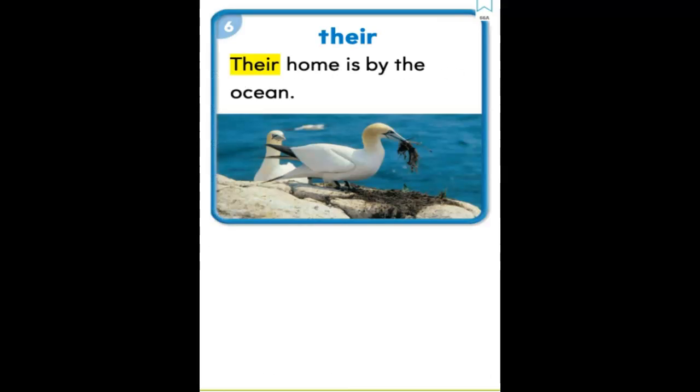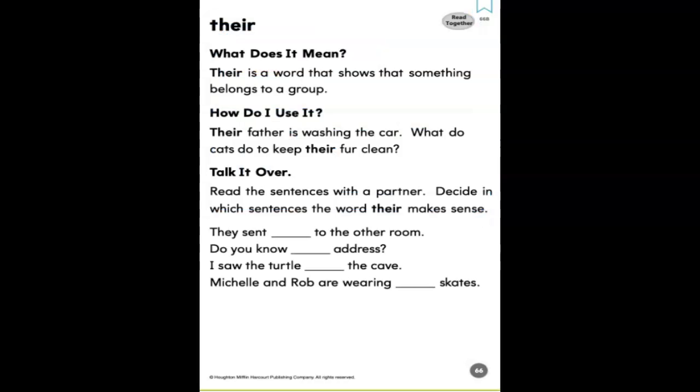Number 6, there. Their home is by the ocean. What does it mean? There is a word that shows that something belongs to a group. How do I use it? Their father is washing the car. What do cats do to keep their fur clean?